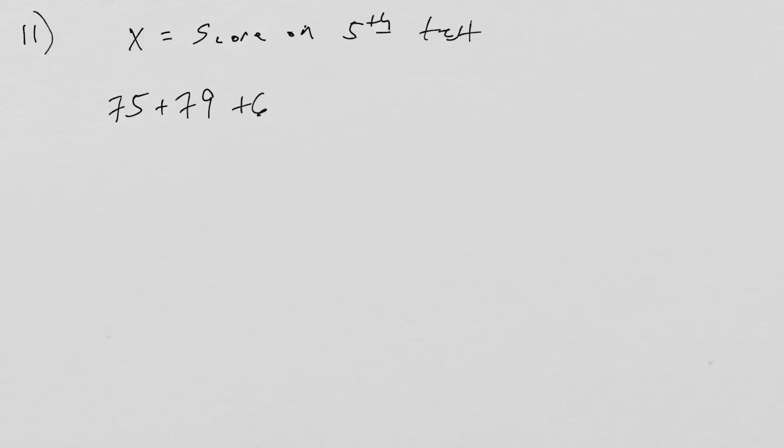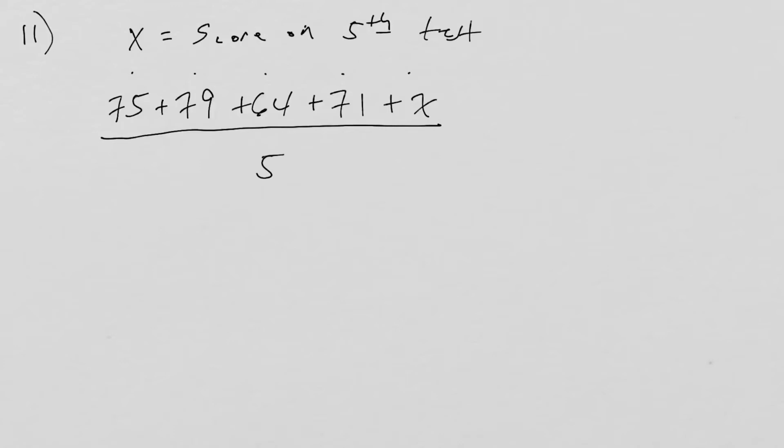Okay, number 11 is talking about an average. Remember, an average score is you just add up all the scores and you divide by the number of scores. So we're going to say that x equals the score on the 5th test. Now, if we add up all the scores, we're going to take all of the scores that were given, 75, 79, 64, and 71, and this final score, and then we're going to divide by the number of scores we see. 1, 2, 3, 4, 5 scores.